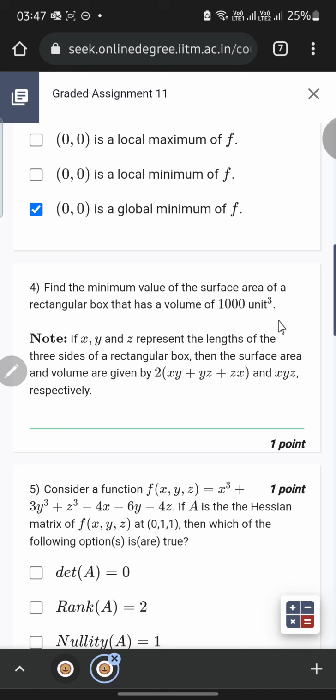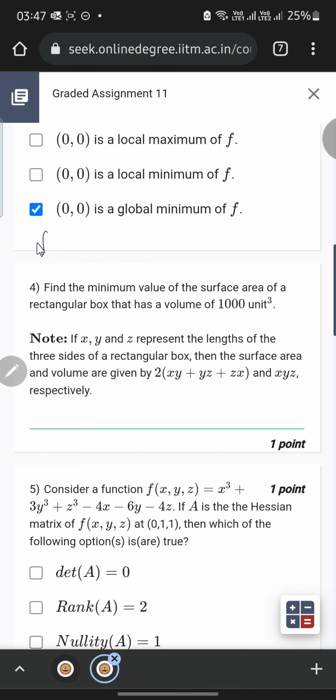Find the maximum value of the surface area of a rectangular box which has a unit volume of 1000 units. Okay, so here we can say that xyz is equal to 1000. Yeah, it's already given here. xyz is equal to 1000, and the function we need to find the maximum for is 2 of xy plus yz plus zx. Perfect. So first of all, we will replace z as 1000 by xy.